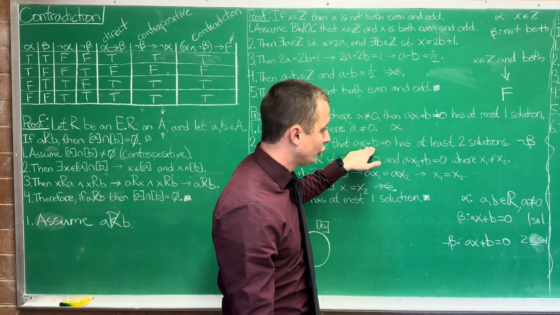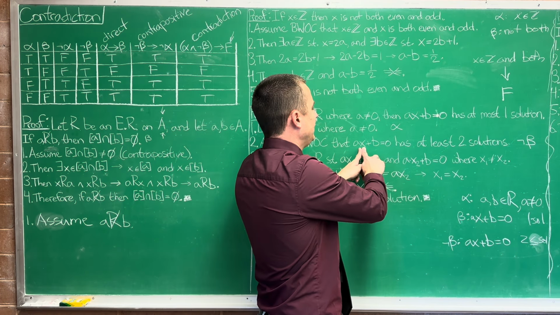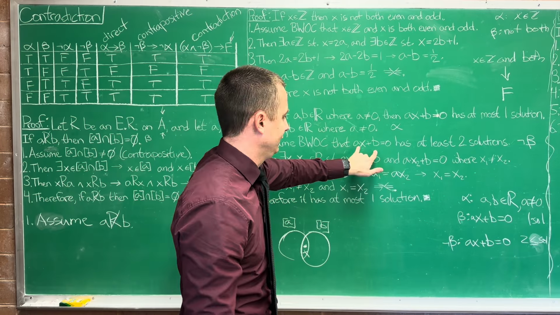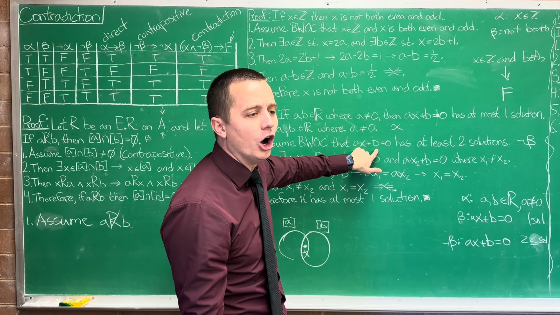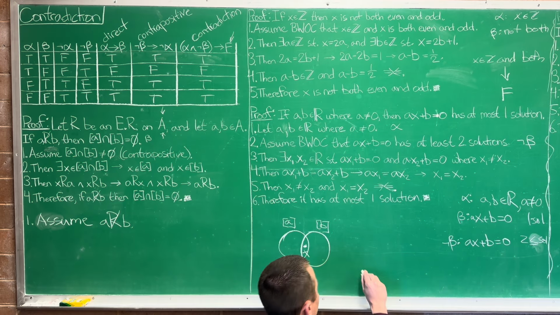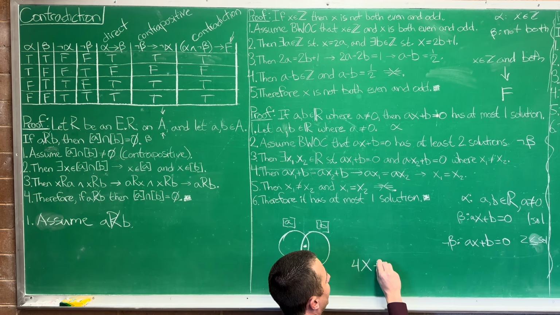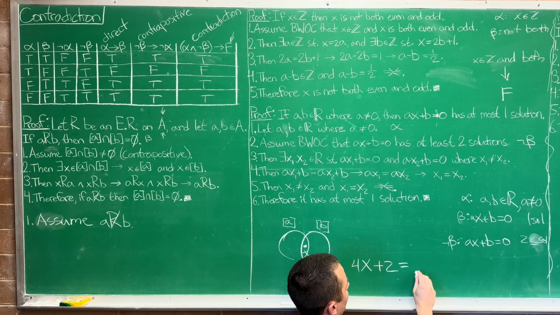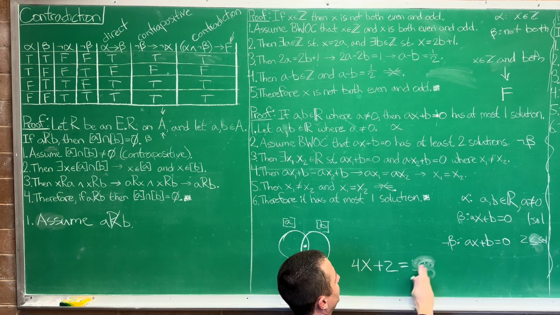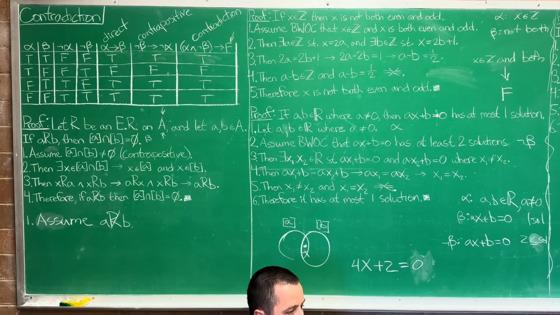Well, if it has at least 2 solutions, what does it mean for x to be a solution to an equation like this? Let's write out a concrete case of one of these equations. If I wrote something like 4x plus 2 is equal to 0. What is a solution to this equation? Minus 1/2. Minus 1/2 is the only x you can plug in to make that true. So this one has only one solution, namely minus 1/2.